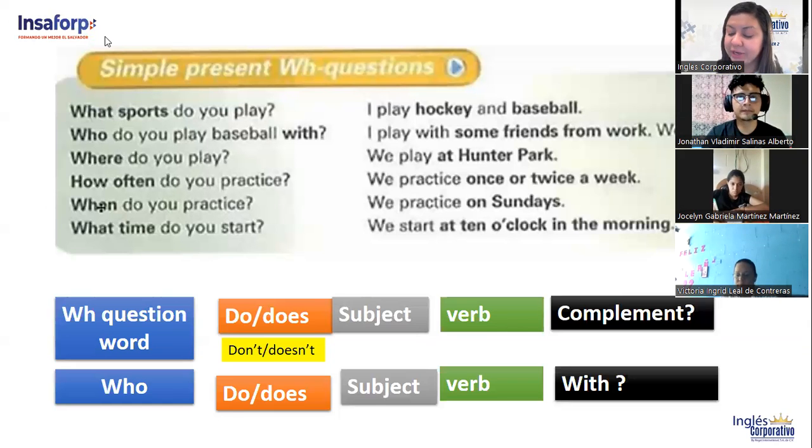In this case, we are learning simple present WH questions. Recuerden que aprendimos simple present questions, yes, no questions, que solo se hacen con do o con does y el verbo, ¿verdad? Como, do you study English? Do you have a pet? Does your mother work? Does your father have a car? Etc. Y the WH question es para más información, ¿verdad? Y por ejemplo, where does your father work? Where do you live? How often do you watch TV? Etc.